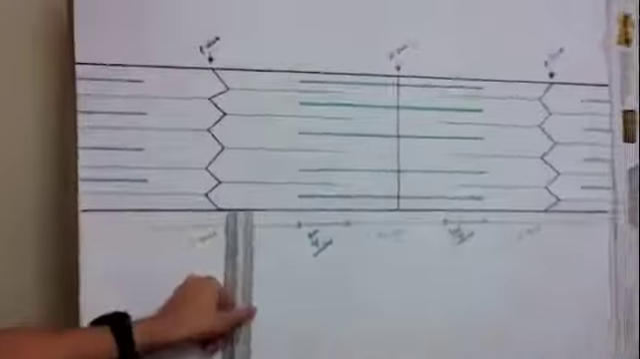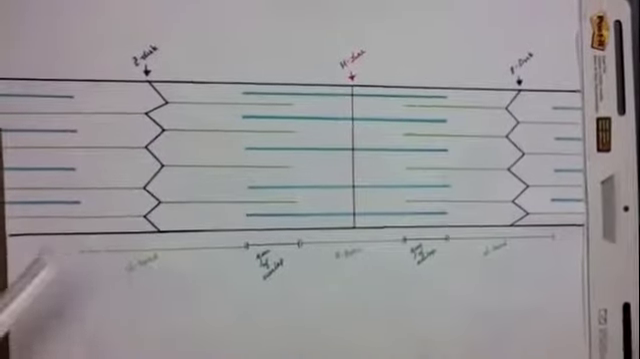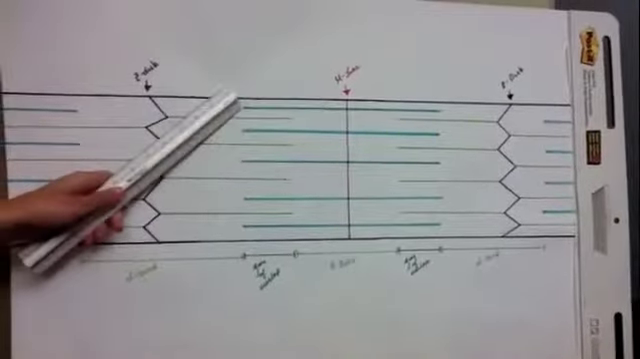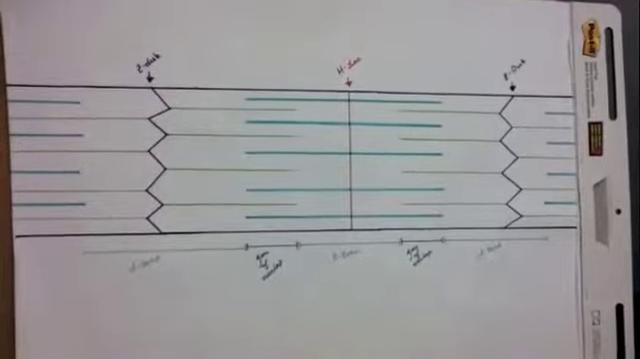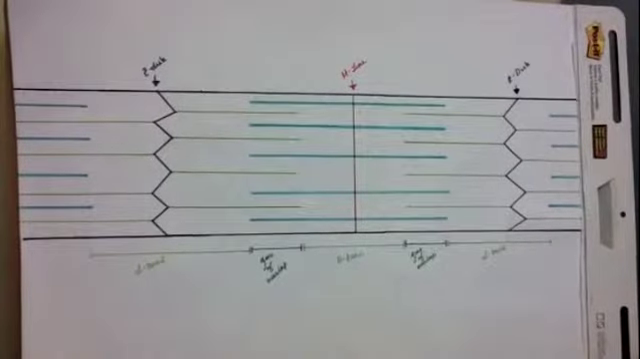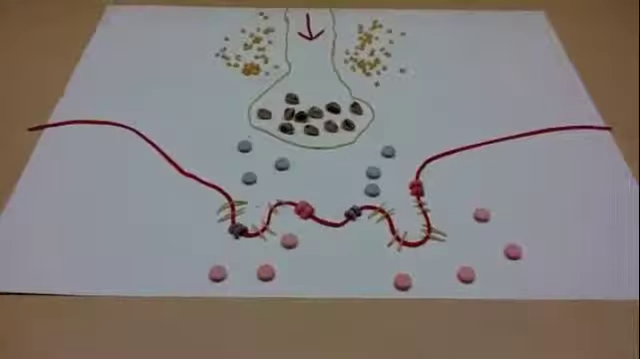Each myofibril has a structure of thick and thin filaments. The myofibrils give the muscle its striation appearance.